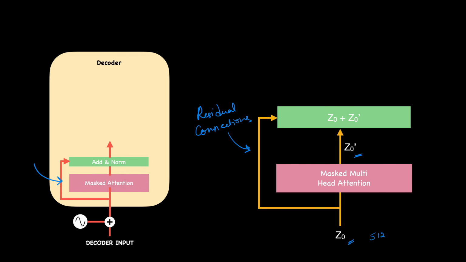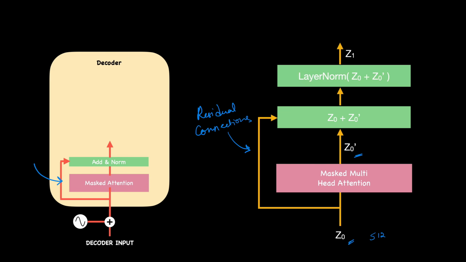After this addition, we have a layer normalization step. This layer normalization prevents the notorious issues of vanishing and exploding gradients. Both of these steps are crucial to stabilize the training of the model. I've covered this add and norm layer in depth in my encoder video. So if you have not checked that out, please click on the upper I button.